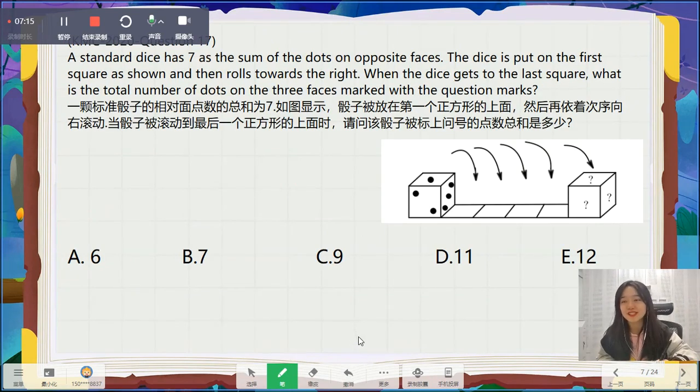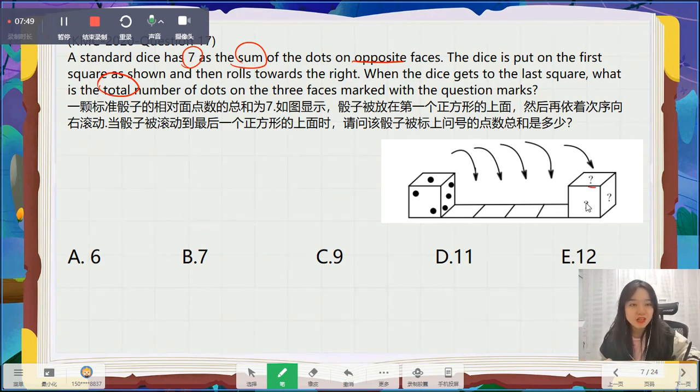Okay, now let's continue. The second question. A standard dice has 7 as the sum of the dots on opposite faces. The dice is put on the first square as shown below, and then rolls towards the right. When the dice gets to the last square, we want to know what is the total number of dots on the 3 faces marked with the question marks.